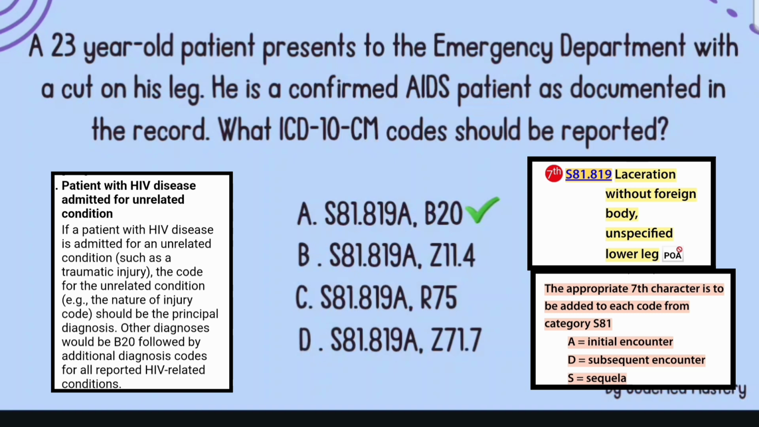option A, S81.819A followed by B20. Option B will be wrong because the code Z11.4 is for encounter for screening for HIV. In the question, they have not given encounter for screening, and the code R75, that is for inconclusive HIV serology, that is wrong. And option D is also wrong because Z71.7 is for HIV counseling. Next question.